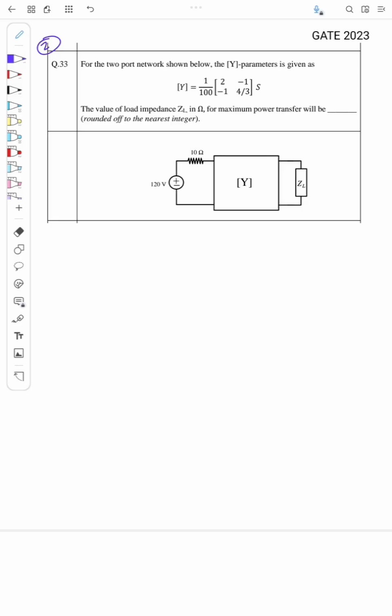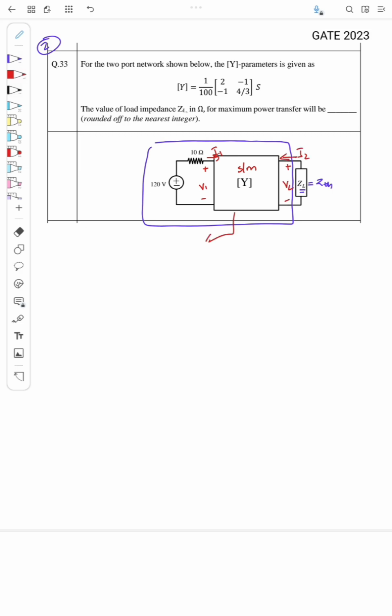So the question is to find what should be the value of ZL such that maximum power will be transferred. We know ZL should be equal to the Thevenin equivalent resistance or impedance of the circuit, right? For this network, let this be the input voltage V1 at port 1, and the current is I1, and at port 2 the voltage is V2 and this is the current I2.